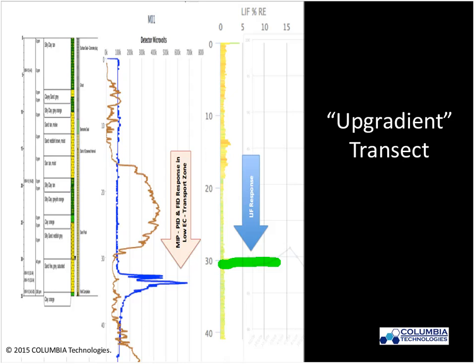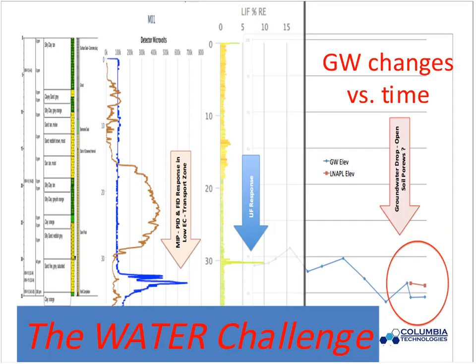But we do see an LIF response down here. And then we go back and say, well, let's look at the groundwater changes over time. And so this curve that you see going along here is groundwater cycling over a period of time, up until about a year and a half ago, and then we had the drought. The drought moved down, and then we started seeing the groundwater or the LNAPL in the well.